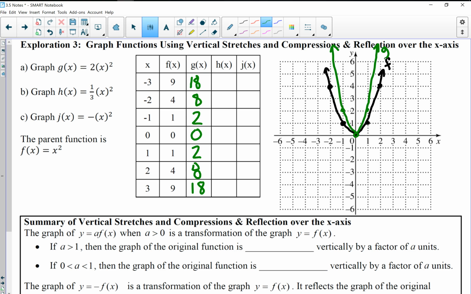Now what would we call that? So it's the same basic parabola shape. It didn't move anywhere in my graphing plane. However, all my y values are now twice as big as they used to be. So what we call that is a vertical stretch.